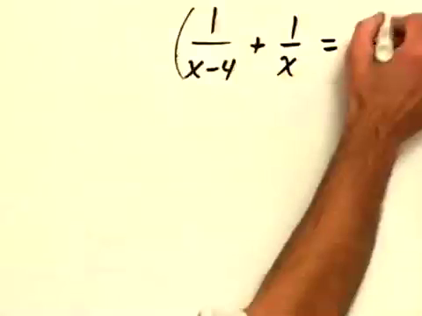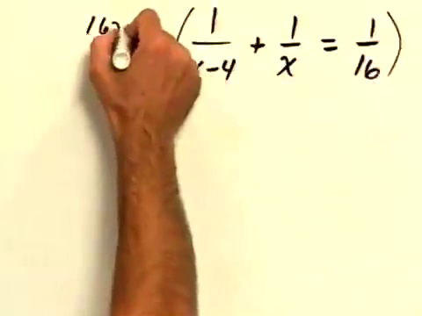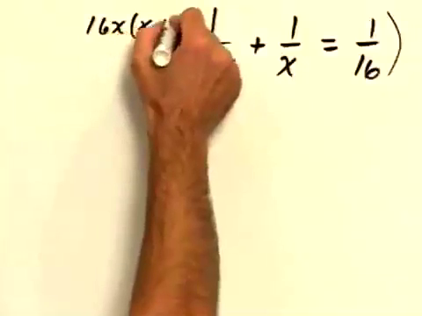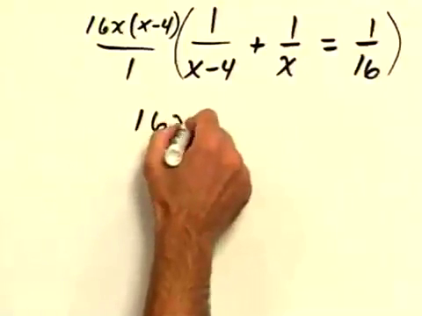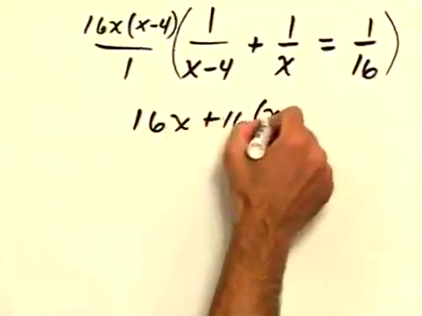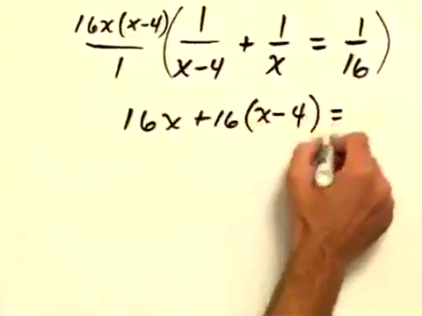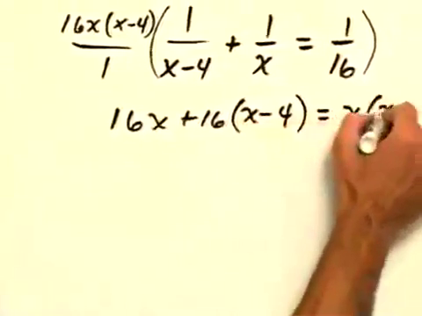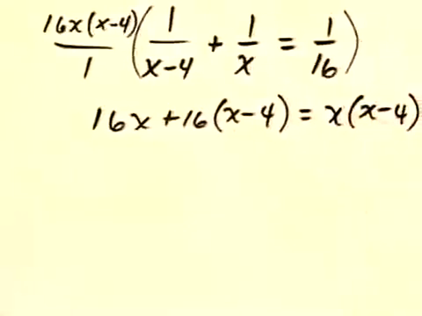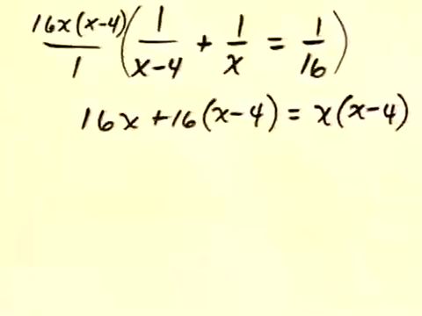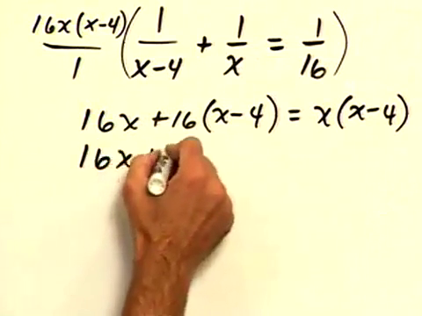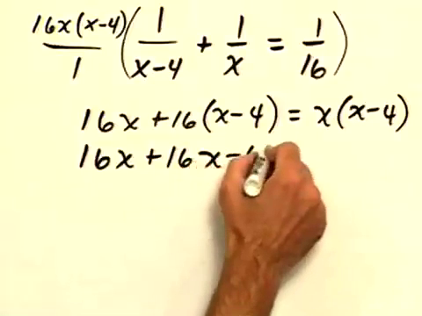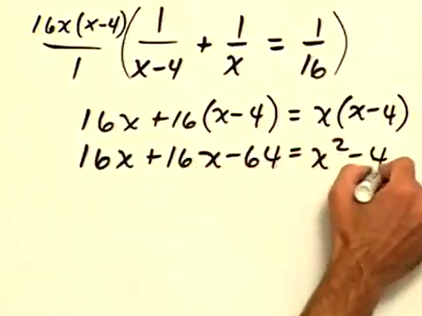So I'll multiply this whole equation by the least common denominator of 16x times x minus 4. When I multiply this out, I will get 16x plus 16 times x minus 4 is equal to x times x minus 4. Now here's an equation that we have to solve. We can see that we're going to end up with a quadratic equation, so we'll use the quadratic formula to solve it. Let's simplify this and get 16x plus 16x minus 64 is equal to x squared minus 4x.